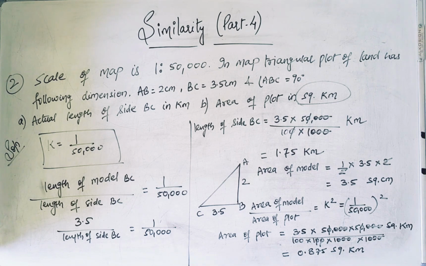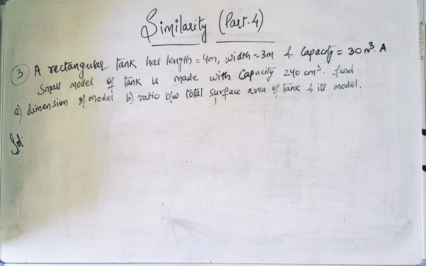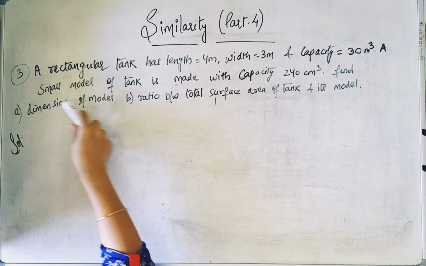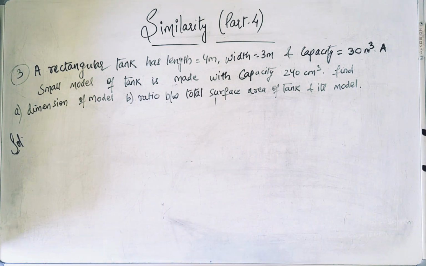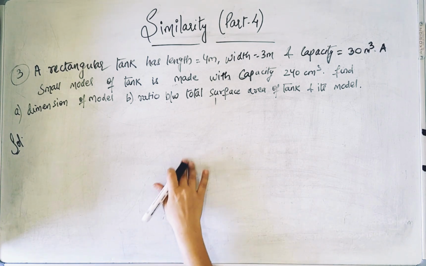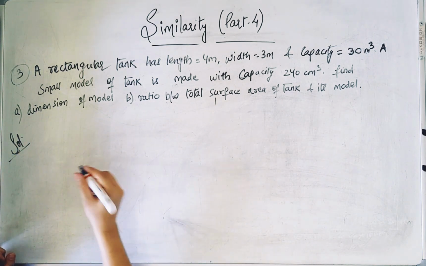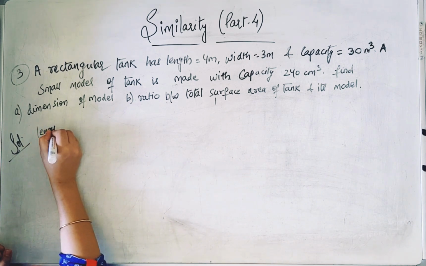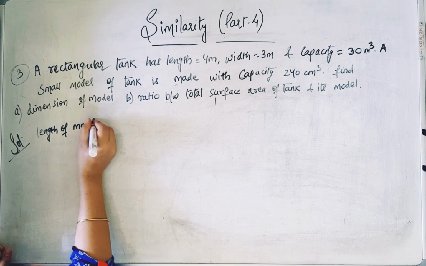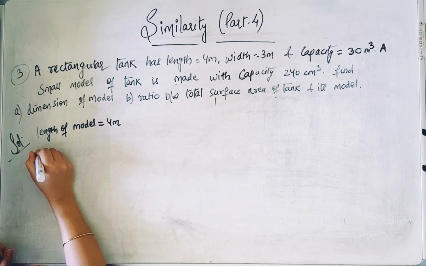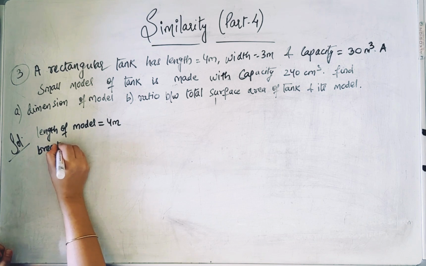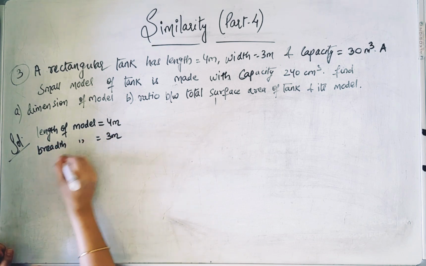Now we'll move on to the next question. So now the question is, a rectangular tank has length 4 meter, width 3 meter, capacity 30 meter cube. A small model of tank is made with capacity 240 centimeter cube. Find dimensions of model, ratio between total surface area of tank and its model. So what things we are provided over here, we'll write that things. What is given here? Length of tank is 4 meter. Width, that means breadth. Breadth of tank is 3 meter.